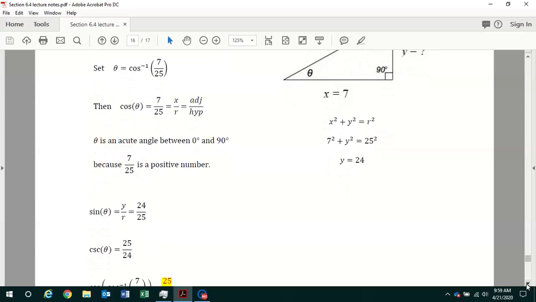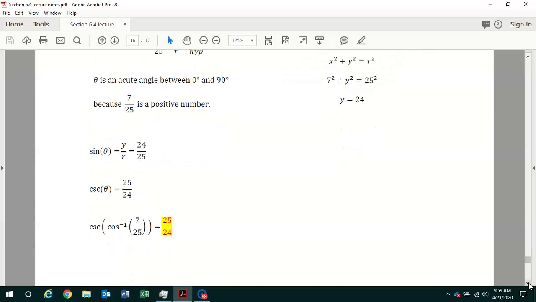Well, cosecant is the reciprocal of sine. So if sine of theta is equal to 24/25, then the cosecant of theta is equal to 25/24, right? I just flipped the fraction over. Well, theta is equal to the inverse cosine of 7/25. So if I replace theta down here with inverse cosine of 7/25, I have the cosecant of the inverse cosine of 7/25 is equal to 25/24.